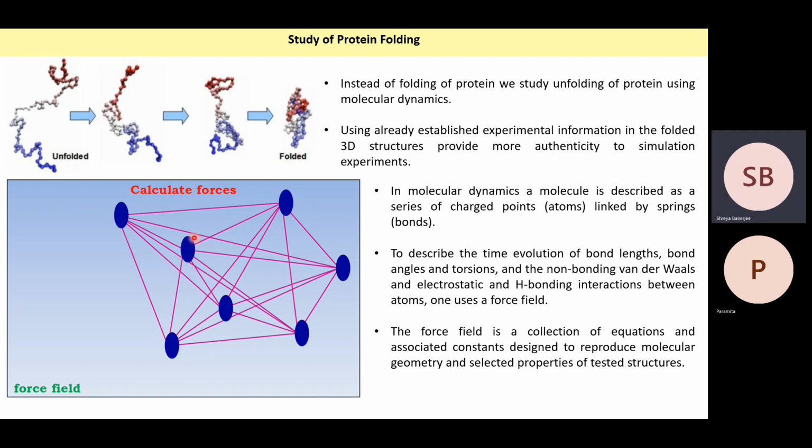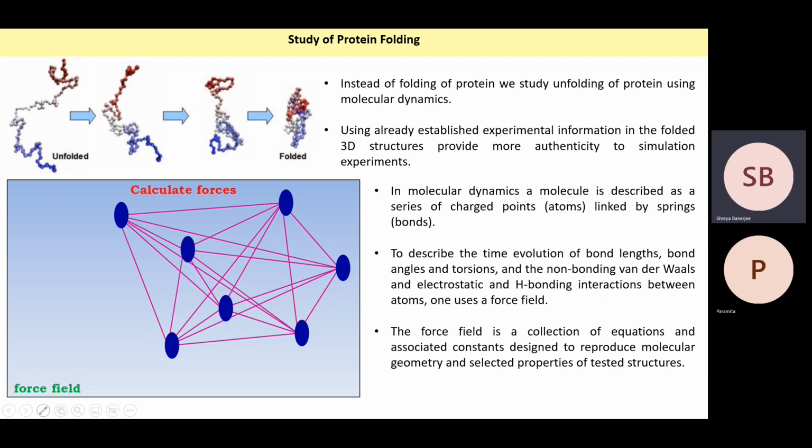So if you picture each of these blue dots as the atoms, these are a series of concentrated charges. And the bonds between the atoms are thought of as springs. So the bond length is not considered constant, but like a spring, it can expand or compress. To describe the time evolution of bond lengths, bond angles, and torsions, and the non-bonding van der Waals and electrostatic and hydrogen bonding interactions between atoms, one uses a force field.